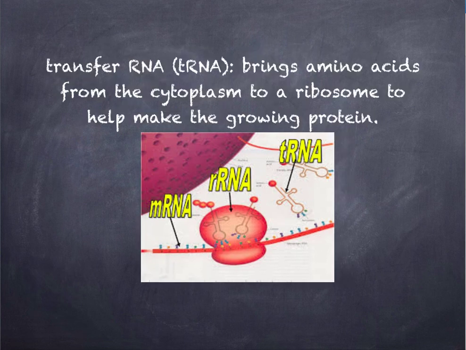And then transfer RNA, or tRNA, this is going to bring amino acids from the cytoplasm to a ribosome to help make the growing protein. So again, as we learned before when we talked about biomolecules, amino acid is going to be a monomer of protein. So that's what we are making proteins out of. So transfer RNA is going to bring those amino acids and create a larger protein.